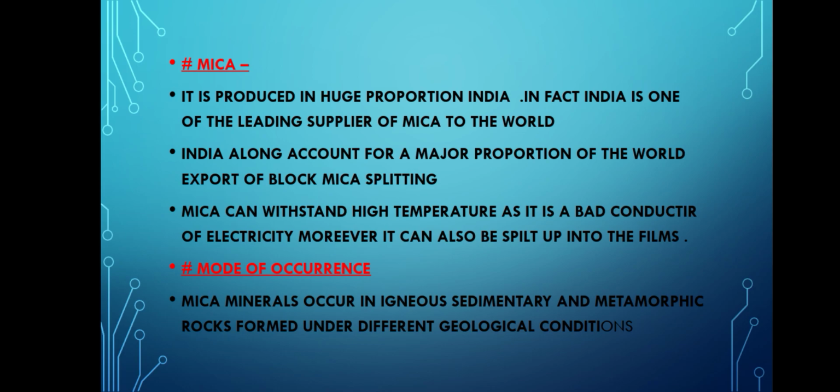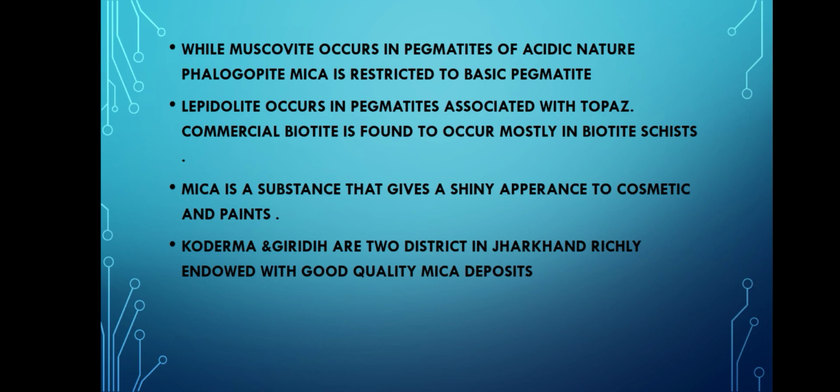Mode of occurrence. Mica minerals occur in igneous, sedimentary and metamorphic rocks formed under different geological conditions. Next point, muscovite occurs in pegmatite of acidic nature. Phlogopite mica is restricted to basic pegmatite. Next one, lepidolite occurs in pegmatite associated with topaz. Commercial biotite is found to occur mostly in biotite schist.